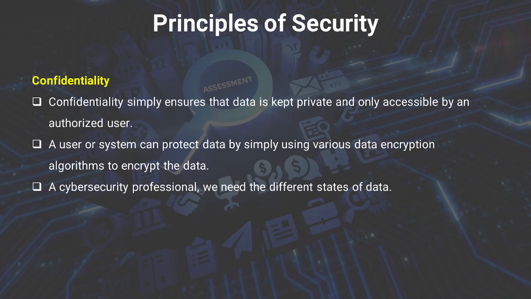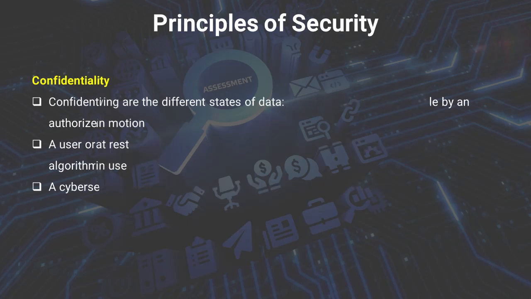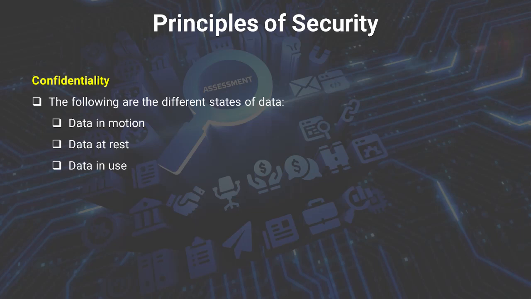If you share the key with an authorized person, then the authorized person can use the key to decrypt the data itself. The thing about being in cybersecurity is you need to know the different states of data. There are three main states of data. There's data in motion, which is data that is moving between systems. This data can be moving between systems across a network, or a user transporting the data in, for example, a storage device such as a hard drive, or even a USB device.